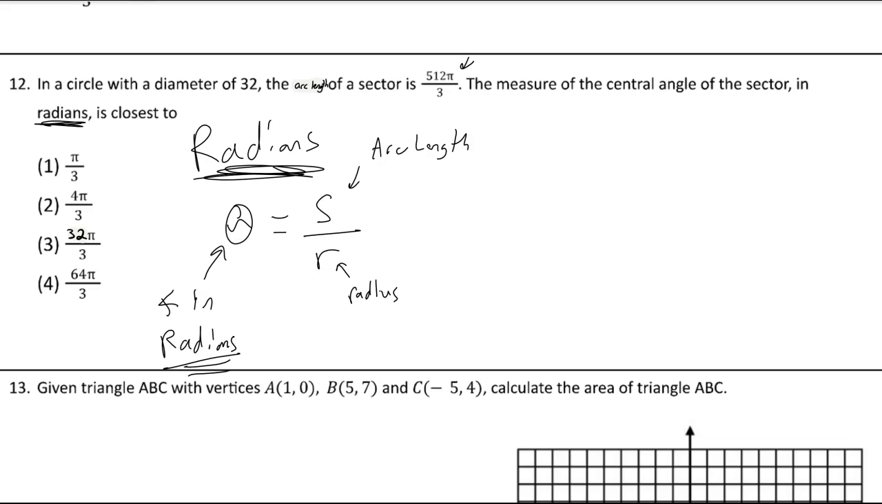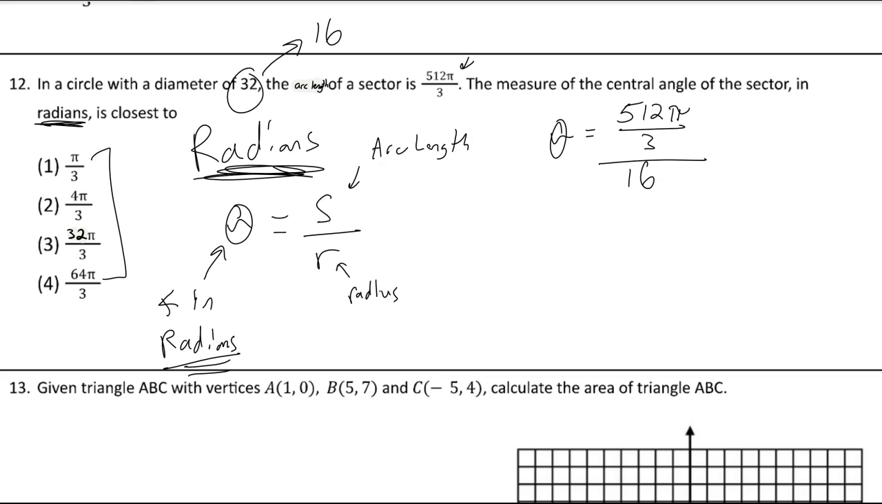Other than that, I can set up a regular proportion. So in this case, if I take 512 pi over 3, that's my arc length, that's my S in this case, and divide it by my radius, which if my diameter is 32, that means my radius is half of that, or 16, and I can divide those.